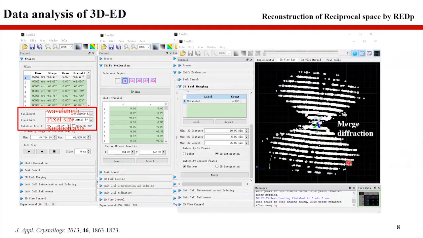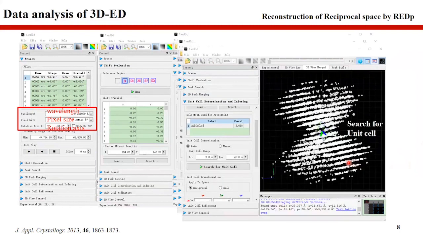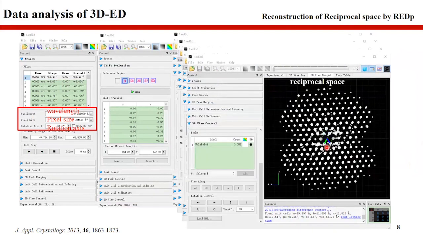Later, the diffractions are merged. Why should the diffractions be merged? It is because one diffraction spot may spread over adjacent frames of the diffraction patterns. So it should be merged into one spot. Here we show the diffraction data in the reciprocal space. And then the software would find the unit cell and index it and give us the HKL output.